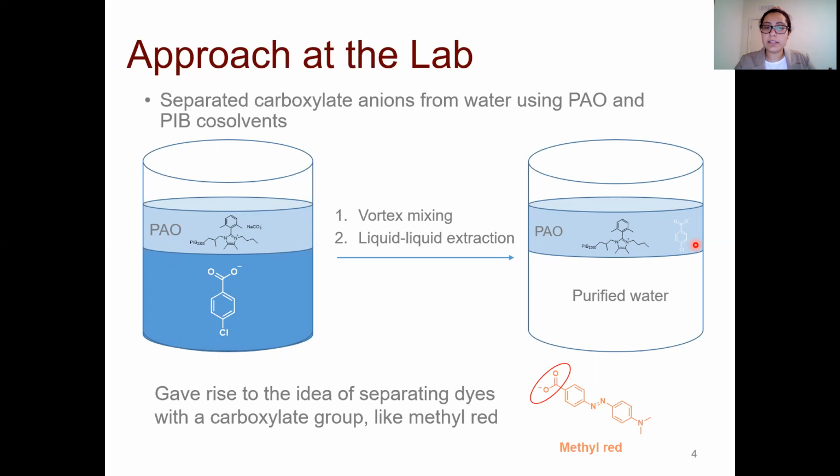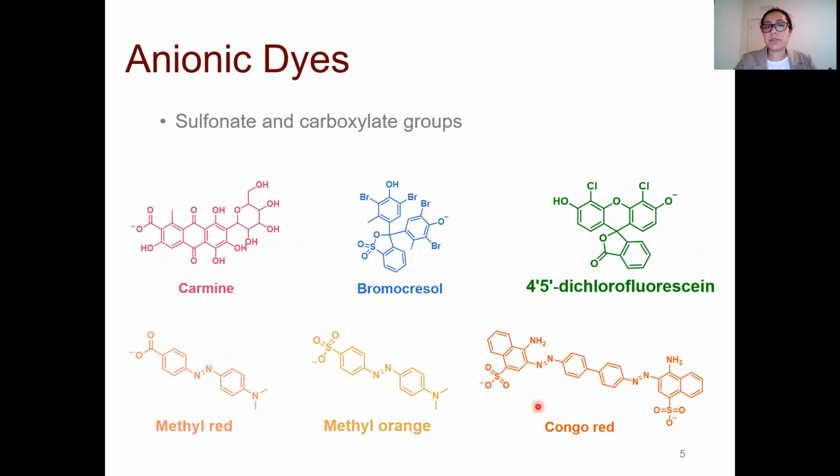This gave rise to the idea of separating dyes. For example, there are dyes such as methyl red that have a carboxylate group. So then we started looking into anionic dyes. Like I mentioned before, there are dyes with a carboxylate group such as methyl red, carmine, and 4,5-dichlorofluorescein. But there are also dyes with a sulfonate group, and these are bromocresol, methyl orange, and Congo red, which has two sulfonate groups. And these are the ones that we were experimenting with.